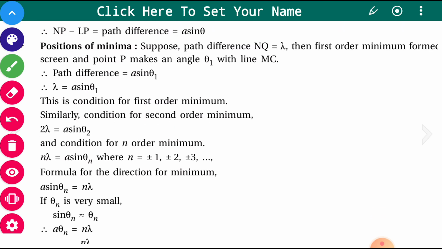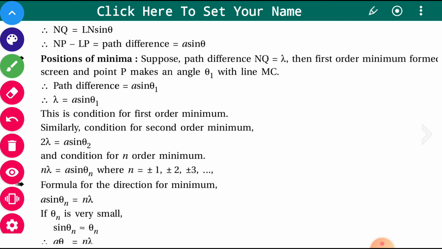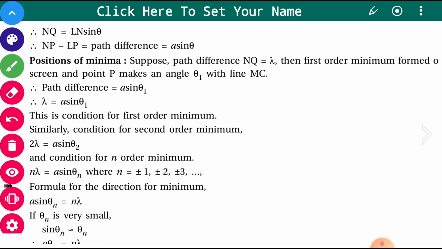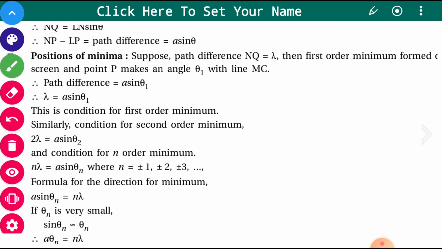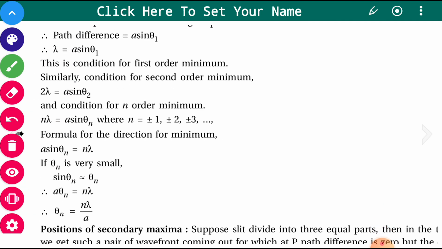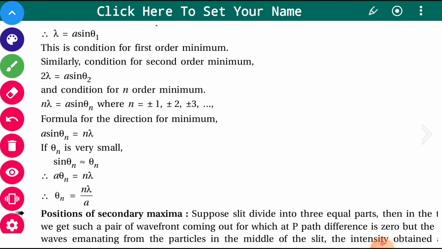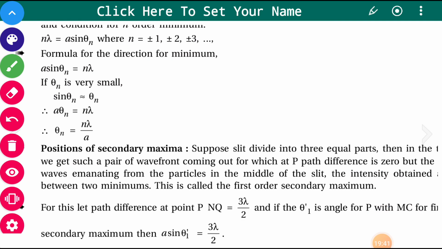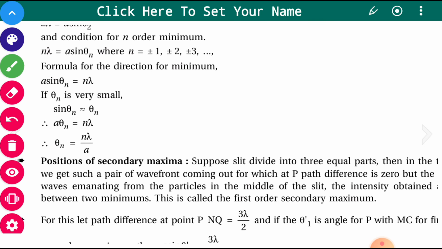If this path difference a sin theta is equal to lambda, then the angle formed, say theta 1, gives the first minimum. If the path difference is 2 lambda, then a sin theta 2 will be 2 lambda, and you will get the second minimum. In general, if a sin theta is equal to n lambda, there will be the nth minimum, and as theta is very small, theta n is equal to n lambda upon a.